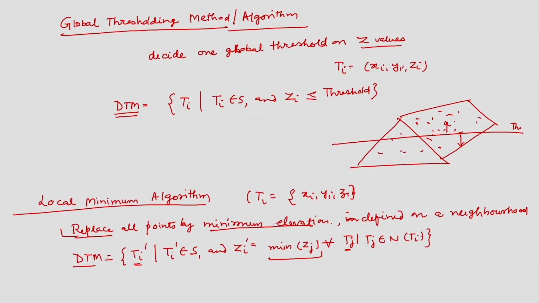Now I can see that I am doing some operation not by a global method. I am defining a neighborhood around the point, and then using that particular data set only, I am replacing the candidate pixel or candidate point by the local minimum. What about the problems here?